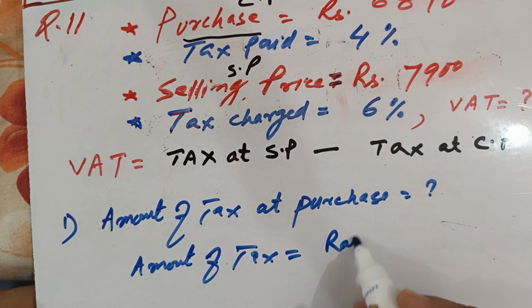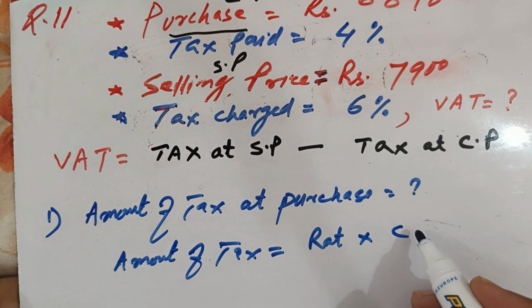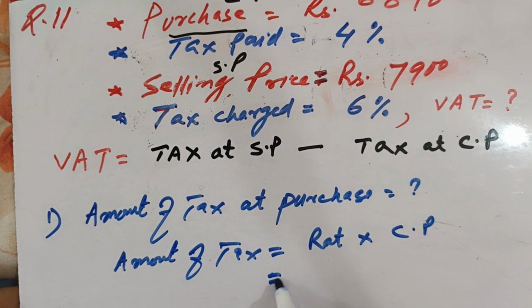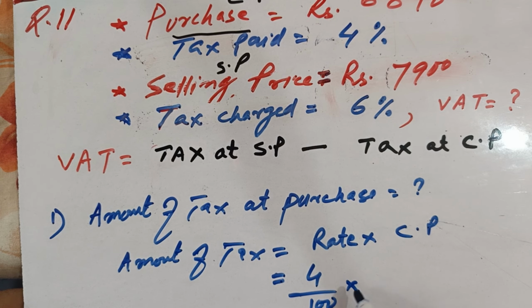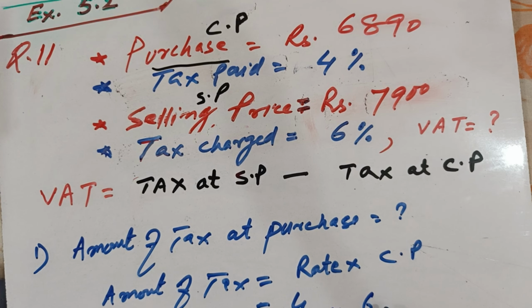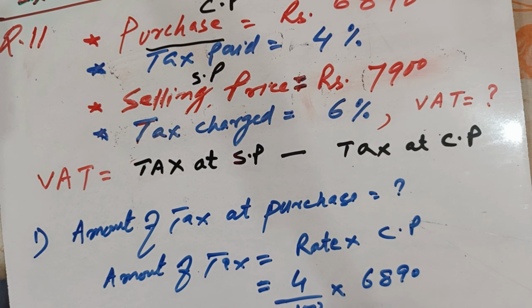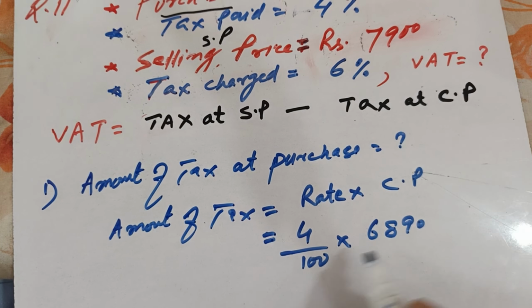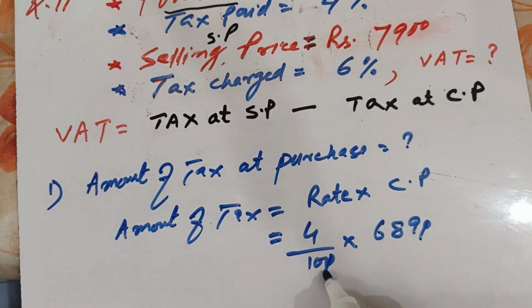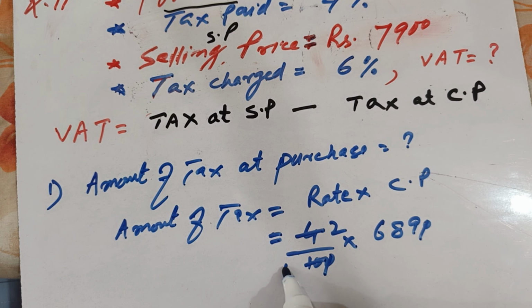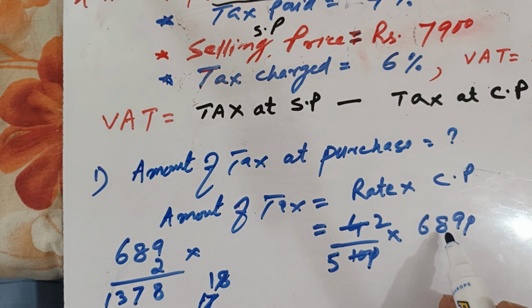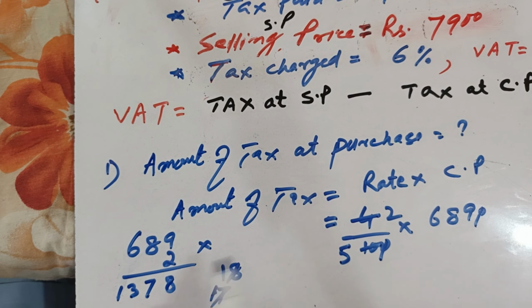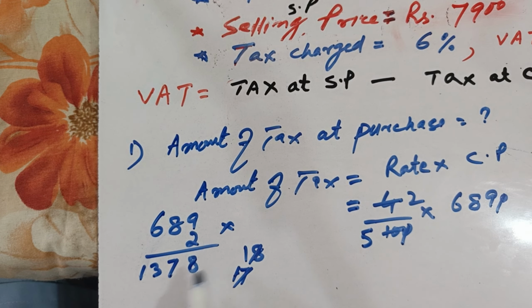rate multiplied by CP, and our rate was 4% and cost of CP was 6,890. We can simplify this, we can cut the zero here. 2 4s are 8... 2 5s are 10. I have multiplied this 689 with 2, and I have got this 1378, and yes, this is our multiplication.